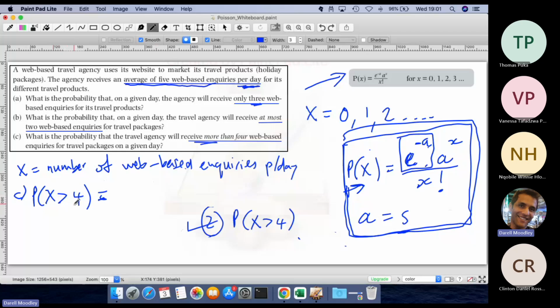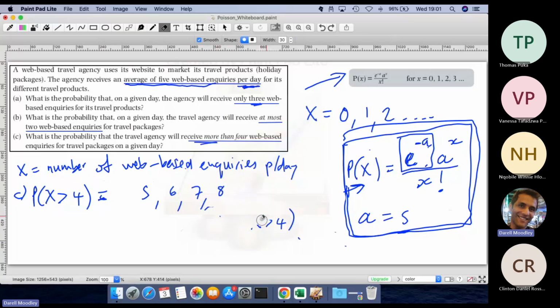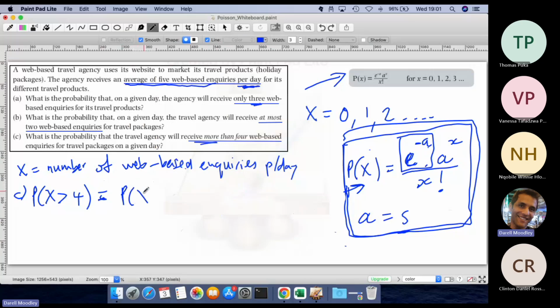In the same way, when I say greater than 4, that means it can be 5, it can be 6, it can be 7, 8, but it cannot be 4. All right, you need to understand it. It doesn't include 4. So in other words, what this question is asking me to work out is the probability of x equal to 5, because you don't include 4, plus the probability of x equals to 6, plus the probability of x equals to 7.